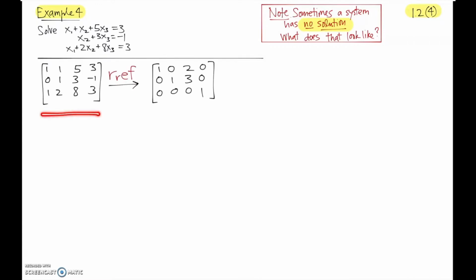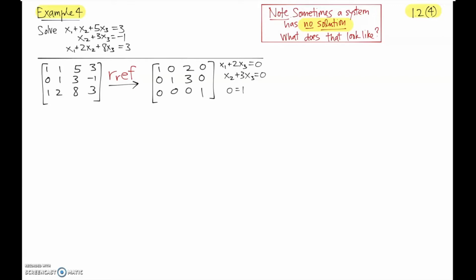So I put the system into a matrix. I did reduced echelon form, and this is what I get out. Let's just go ahead and translate this matrix back into equations. So this says that x1 plus 2x3 equals 0. Okay, this one says that x2 plus 3x3 equals 0. And this last line says that 0 equals 1.